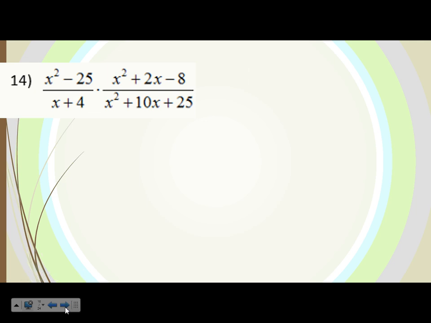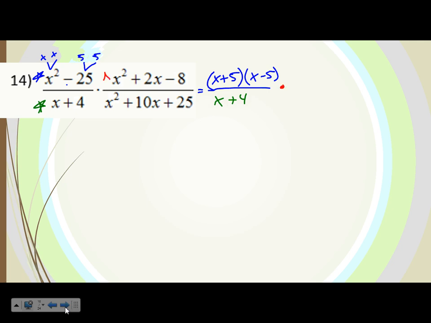All right, number 14, we need to factor everything possible. So this one is a difference in squares. X times x is x squared. 5 times 5 is 25. And it's a difference, it's subtraction. So we have x plus 5 times x minus 5. Then this x plus 4, the good news is we can't factor anything out of that. That's just x plus 4.